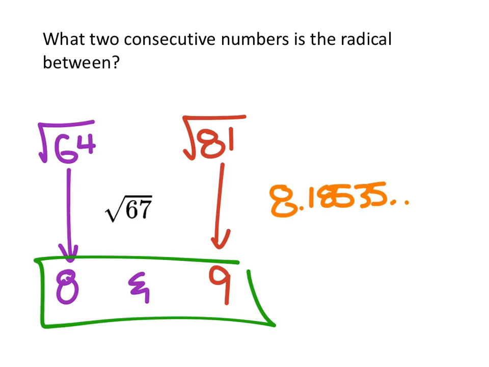But what this does is it shows me that 8.18535 is just to the right of 8. It'd be like right here if this was a number line, and it's far to the left of 9. So again, this has to be between 8 and 9. However you want to look at it is up to you, but both ways work.